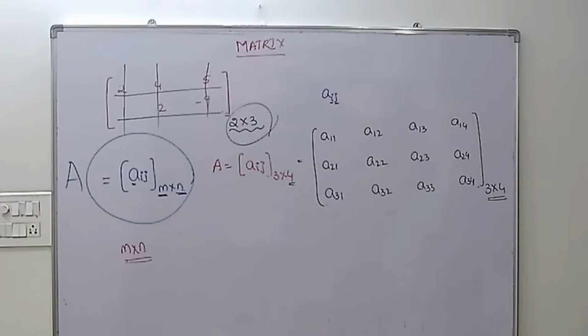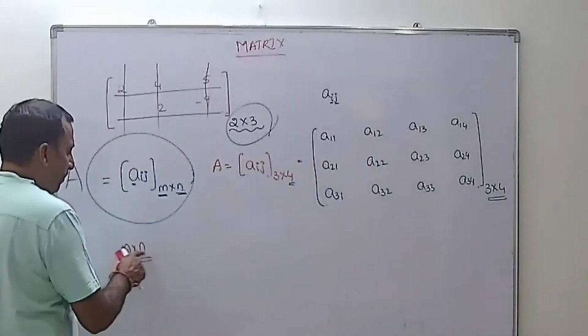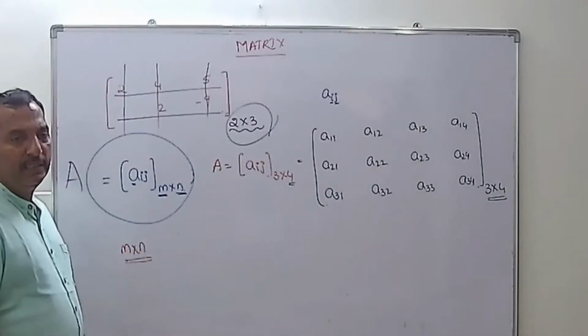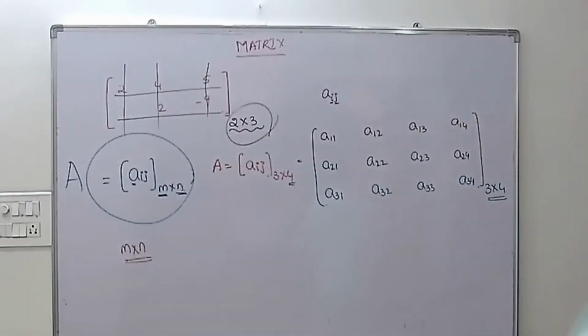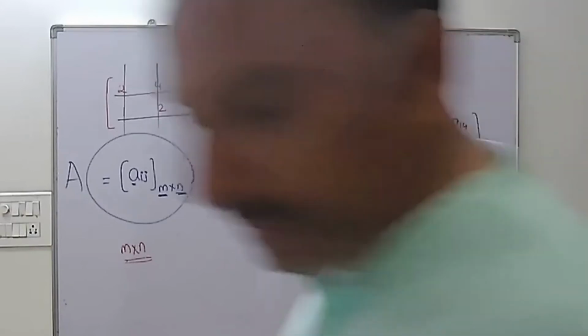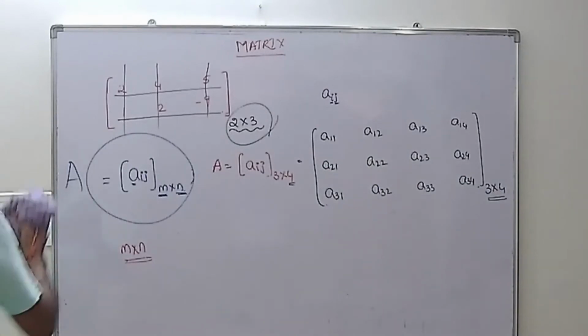Next. If the order of the matrix is M by N implies, the matrix contains Mn elements. Okay.